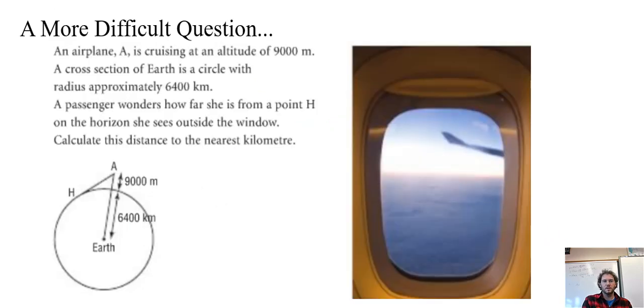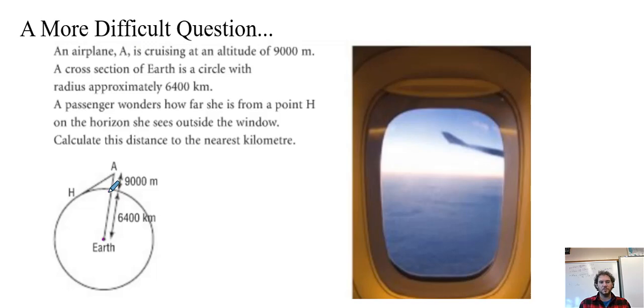Okay? So let's take a look at why we care, right? It's always good to see some numbers and some diagrams, and find an answer. But what happens when we take that math and we apply it to an application, to some scenario? So here's an example. An airplane A is cruising at an altitude of 9,000 meters. A cross-section of the Earth, so what that means is if I were to take the Earth and cut it right in half and look at the two-dimensional diagram that makes that up, with a radius of approximately 6,400 kilometers, so the distance from the center of the Earth to the surface is 6,400 kilometers.